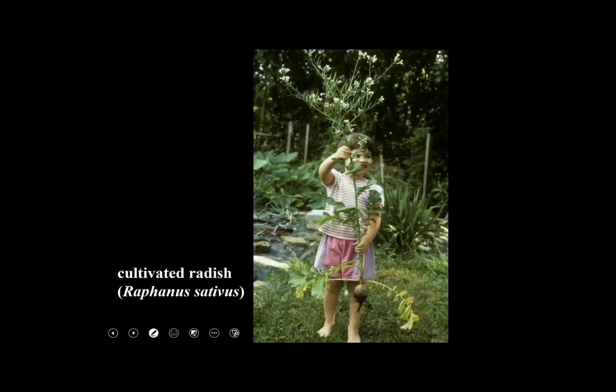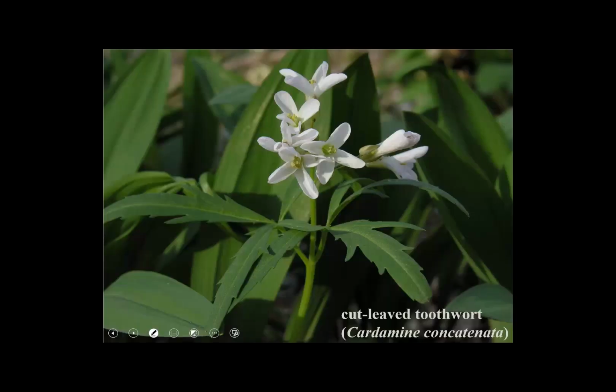Radishes. Radishes are members of the mustard family, and if you let a radish grow too big, boom, you get this big flowering thing with these obvious mustard blooms on it. That's the kid. The kid's 30 now and has a degree from our department, EEOB.